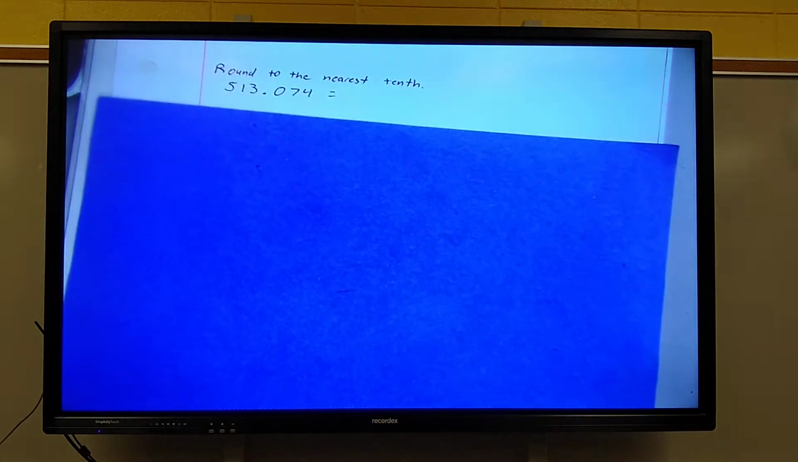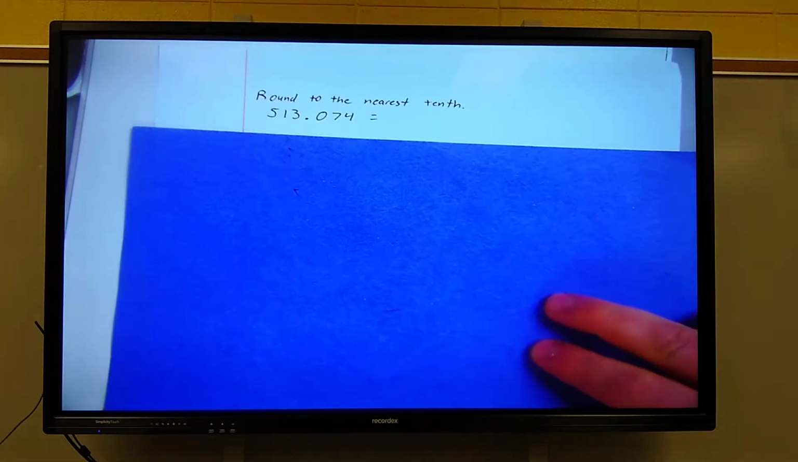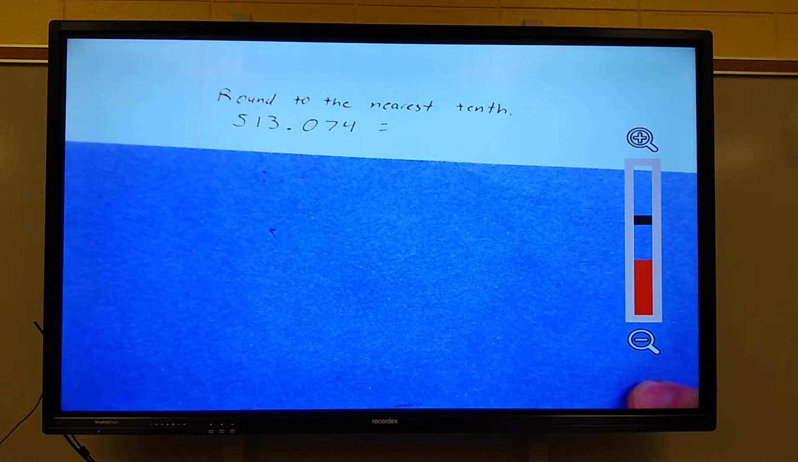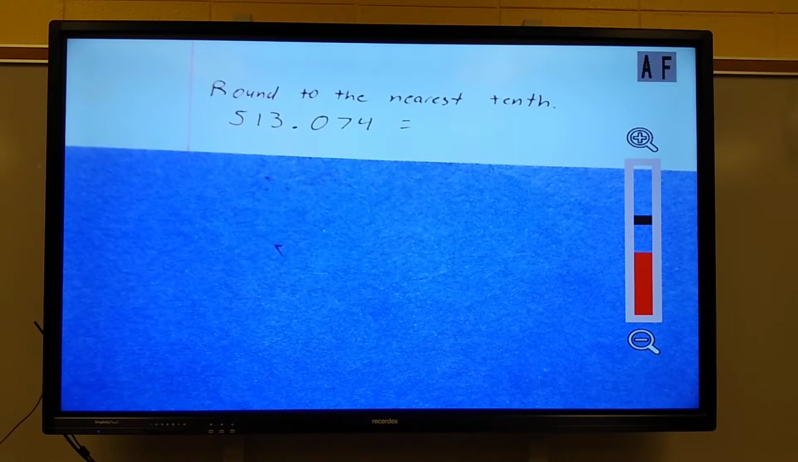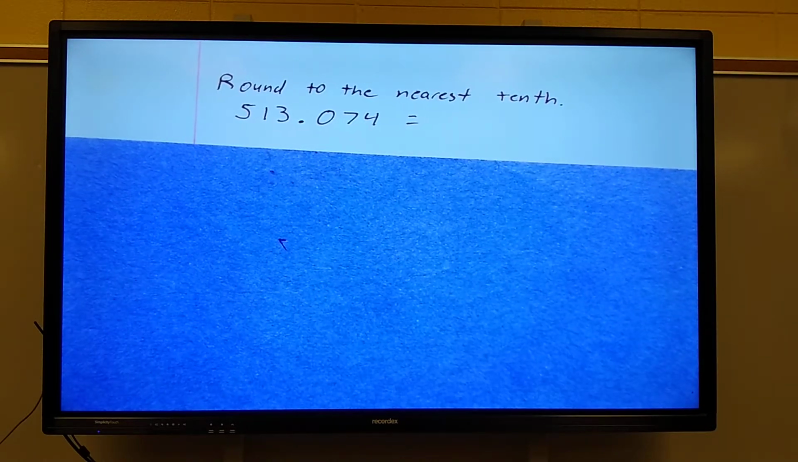The first one, round to the nearest tenth. Find the tenth place. Look at the number to the right. It tells you what to do, to round up or round down, and then write your answer. Pause the video. All right.